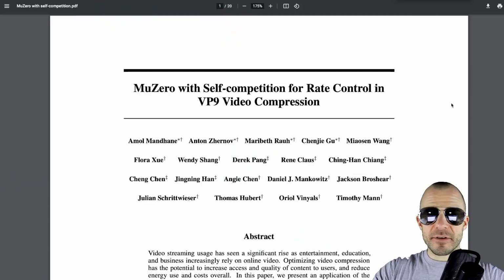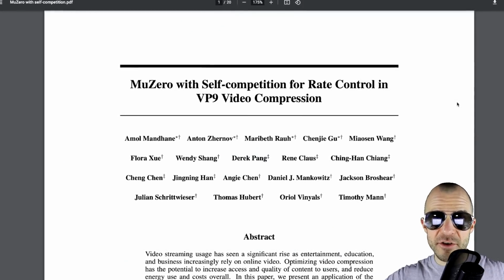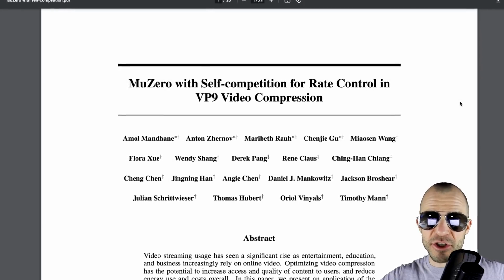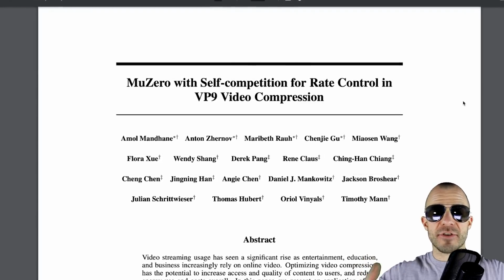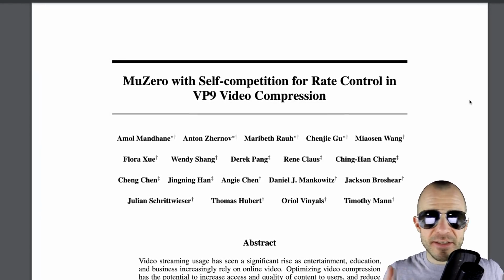Now, I still don't exactly know how much overhead there is running MuZero at inference time to do the compression. But fair to say that savings like this make a real difference on our already overloaded internet infrastructure. If you want to learn more, check out the DeepMind blog post. There's also a paper going along with that called MuZero with Self-Competition for Rate Control in VP9 Video Compression that goes more into the details of how they trained the system. It uses a concept called self-competition, which is kind of akin to self-play, and it's a lot more technical than the blog post.